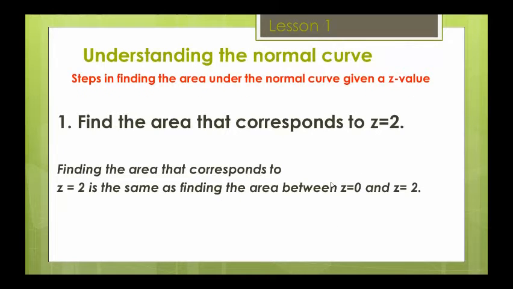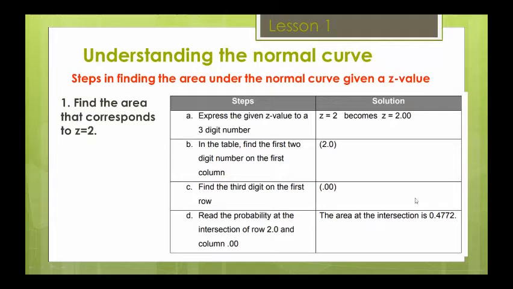Now let's have an example, an illustration, of how to find the area under the normal curve. So number 1 here is find the area that corresponds to z equal to 2. So finding the area that corresponds to z equal to 2 is the same as finding the area between z equal to 0 and z equal to 2. Okay, so what are those steps? Letter A, express the given z value to a 3-digit number. So z equal to 2 becomes z equal to 2.00.